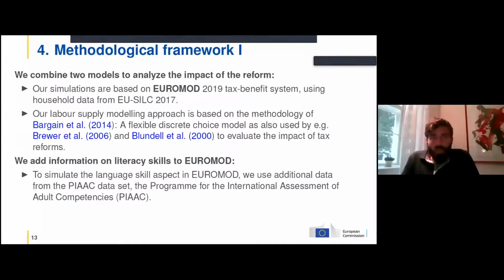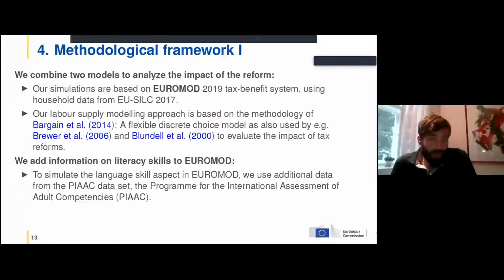To show you what we did methodologically, we combined 2 models. First, we use a microsimulation model called EUROMOD, with the 2019 tax-benefit system, using data from the 2017 EU-SILC. And we set up a labor supply model. This approach is based on the methodology of Bargain and others in 2014, which is a flexible discrete choice model. It was also used by Brewer and others in 2006, or Blundell and others in 2002, to evaluate the impact of tax reforms, and we use it to see the impact of this social assistance reform.